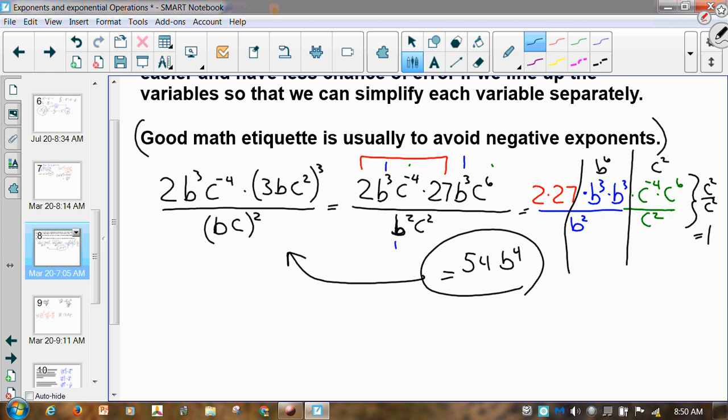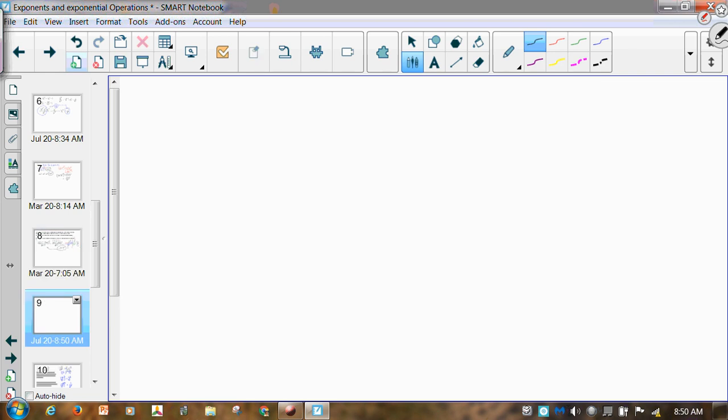Okay, let's work one more of these. Let me see if I can find one that looks like it might be fun. Let's do a couple here. We could do all these all day, right? They're just so much fun.